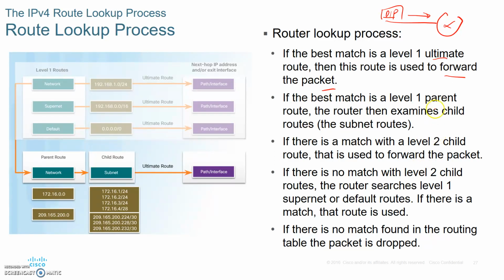But if they go into level 2 and can't find a match, then they will continue back to level 1 to search for a supernet or default route. Supernet or default routes are not the best match, but they will still match. If there's a match, then they will use the route. But if they search and there's no level 1 supernet route that matches and there's no default route, then the packet will be dropped.